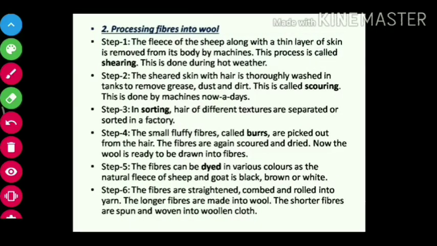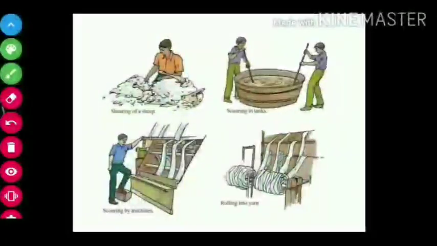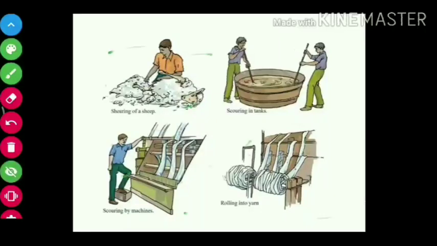Next, step number 2: the sheared skin with hair is thoroughly washed in tanks to remove grease, dust and dirt. Whatever grease, meaning oily things, and dust and dirt are attached to the skin with hair, are removed by washing in tanks. That process is known as scouring. Here scouring is given in tanks. Sometimes it is done in machines. Here scouring is done by machines.